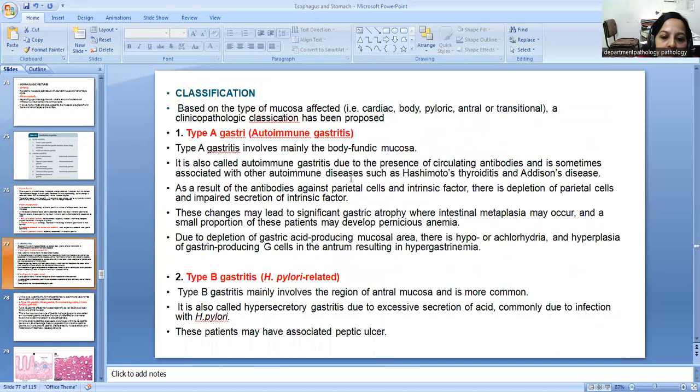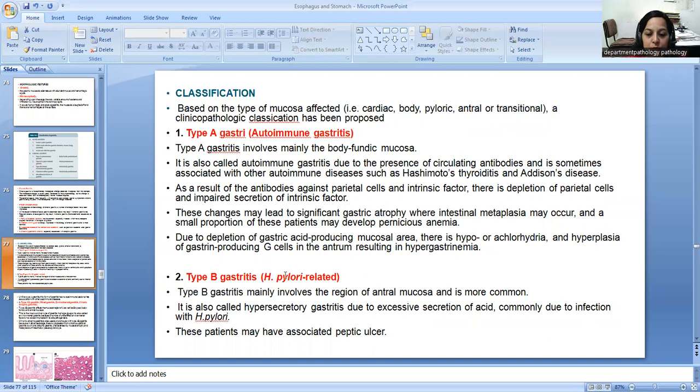So classification: type A gastritis, which is also known as autoimmune gastritis, involves mainly the body fundic mucosa. It is called autoimmune gastritis due to the presence of circulating antibodies and is sometimes associated with other autoimmune diseases such as Hashimoto's thyroiditis and Addison's disease. It is due to depletion of gastric acid producing mucosal area. There is hypo or achlorhydria and hyperplasia of gastrin producing G cells in the antrum resulting in hypergastrinemia. This is a result of the antibodies against parietal cells and intrinsic factor. There is depletion of parietal cells and impaired secretion of intrinsic factor.